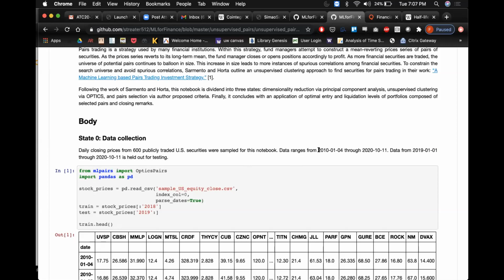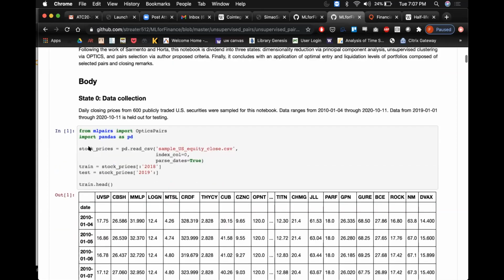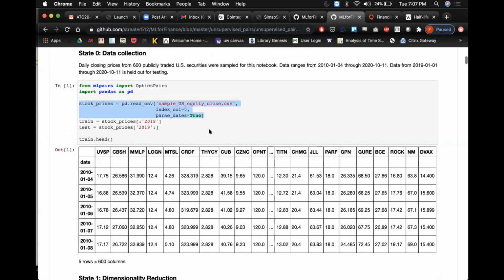The full data set ranges from January 2010 to October 2020, and we use the first 9 years of that data for our training set. Here we read in a pandas data frame of the securities. It's a datetime index, and I've divided it up into the training and the test sets. This is just indexing to grab the years from 2010 to 2018, and then the test set is grabbing 2019 to 2020.